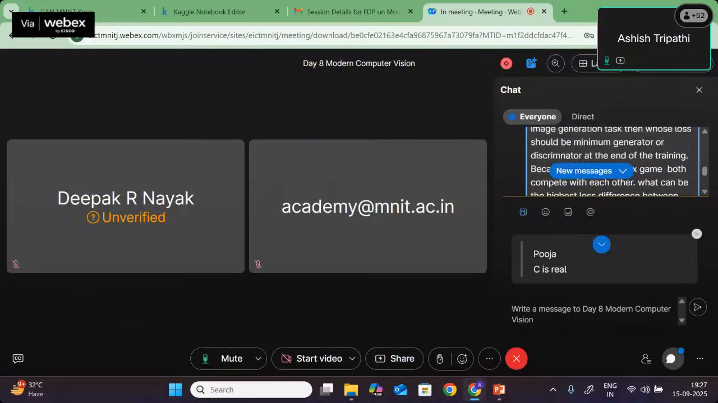Okay, that's really a very good question. And no doubt, it's a little bit confusing one, because what we say is that it's a kind of competing approach. The generator tries to fool the discriminator, whereas the discriminator tries not to get fooled by the generator. Then who should win? Because it is a min max problem.